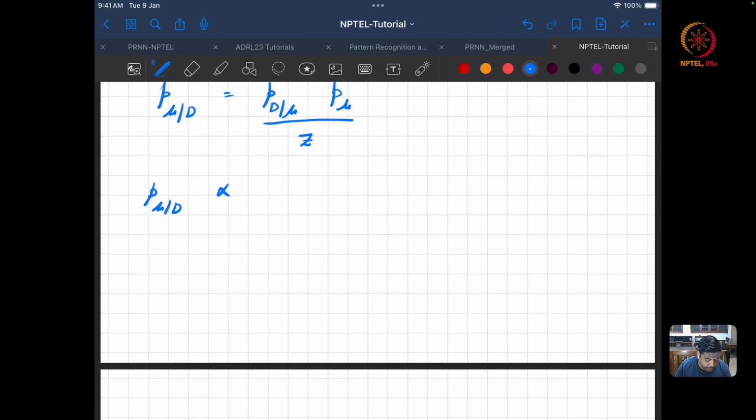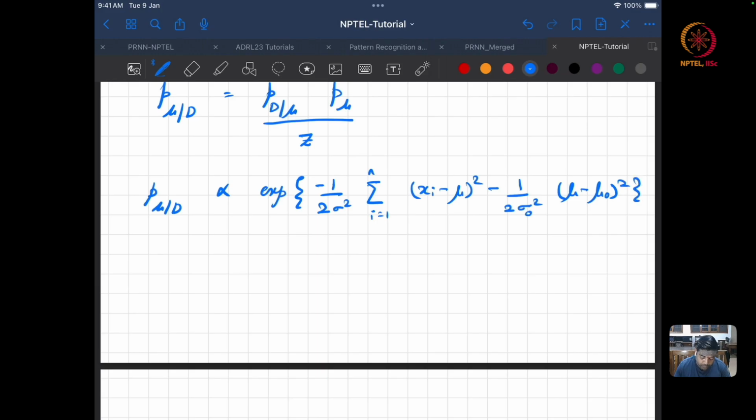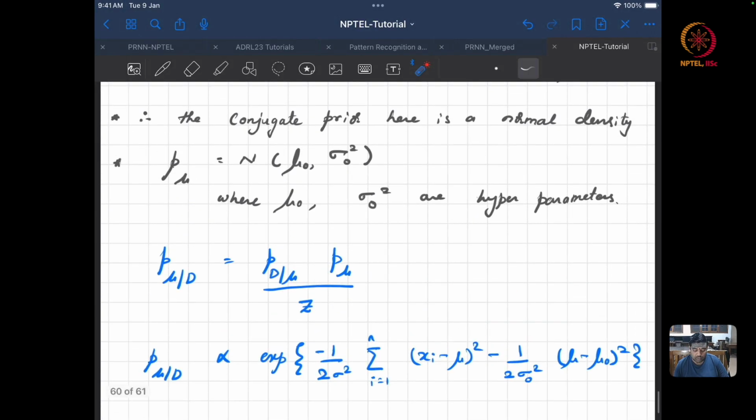Now this is proportional to exp of minus 1 over 2 sigma square summation i equals 1 to n (xi minus mu) whole square, minus 1 over 2 sigma naught square (mu minus mu naught) whole square. Okay. Now mu is the current value and mu naught is what you have assumed. Now this is the hyperparameter that you have assumed. Please be very clear with this.